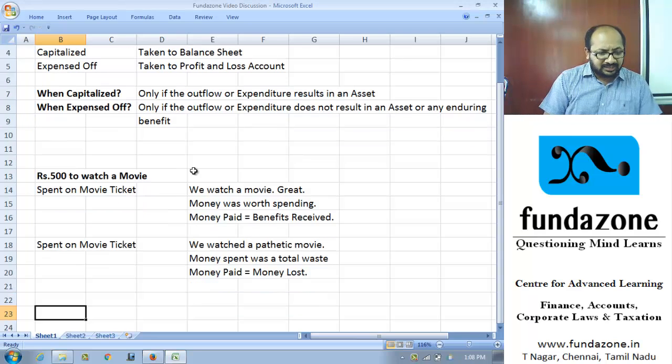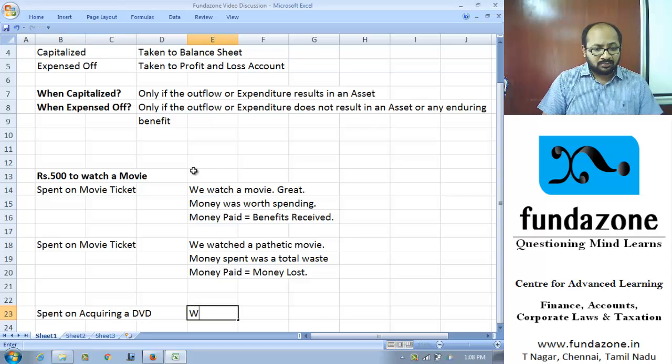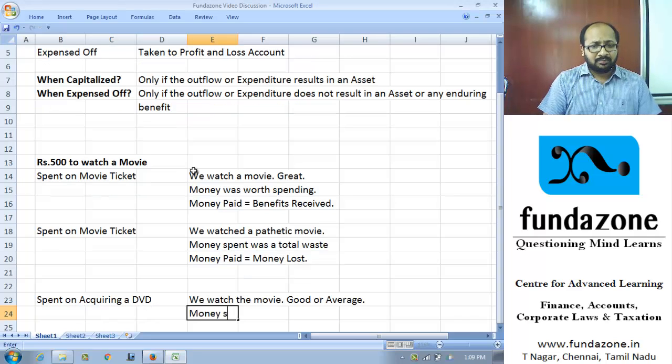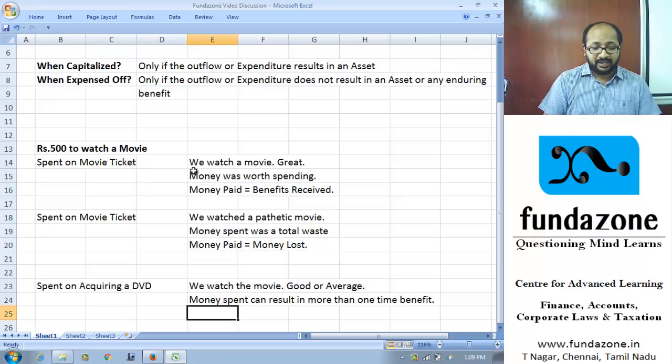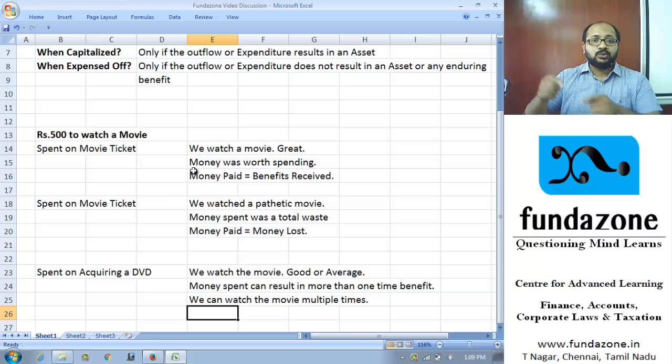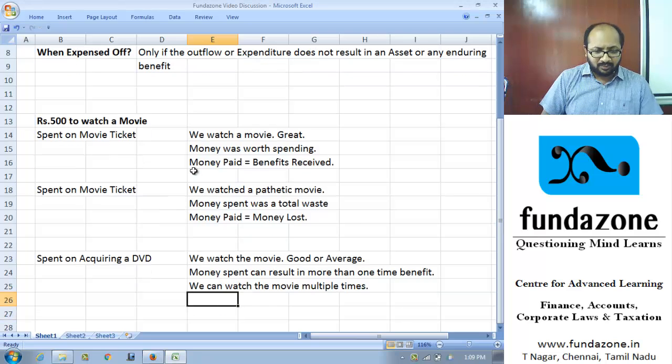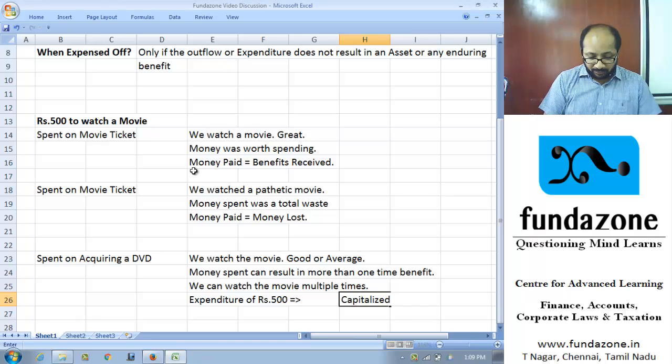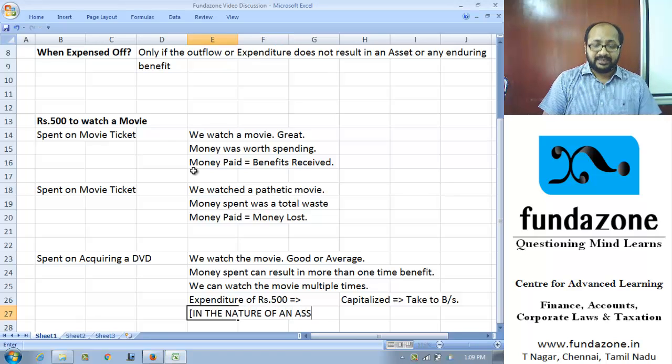No benefit, lost. Let's take up the same example, money spent on acquiring a DVD. We watch the movie, good or average doesn't matter, but remember that the money spent can result in more than one-time benefit. We can watch this movie multiple times, which implies there is a future benefit from the money that I have spent. So this would be a case where the expenditure of 500 is capitalized, taken to the balance sheet. Why? This is in the nature of an asset.